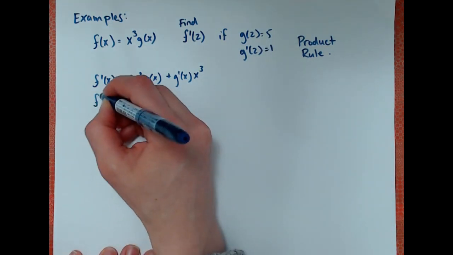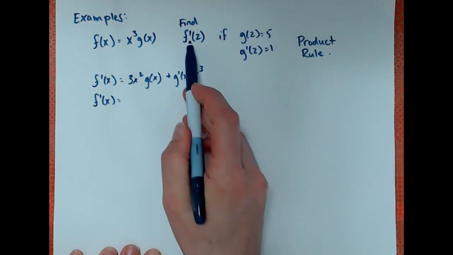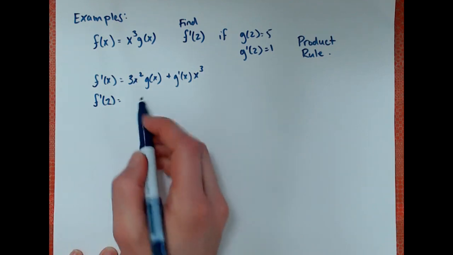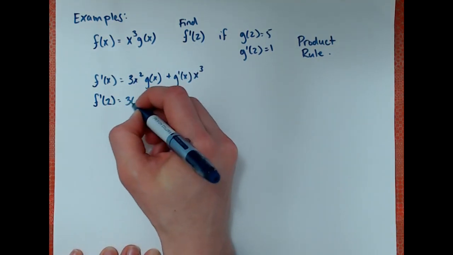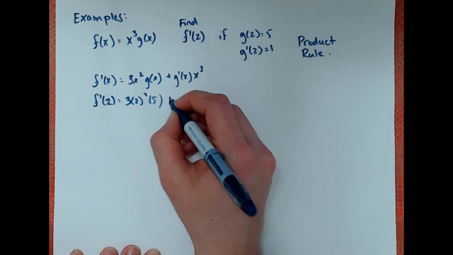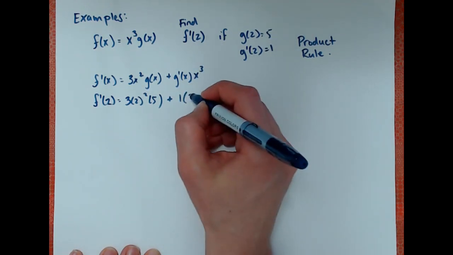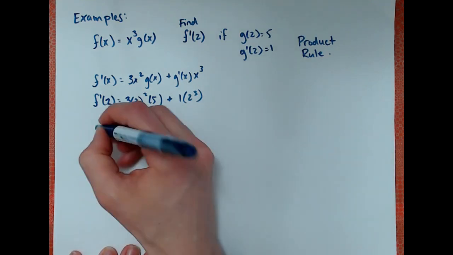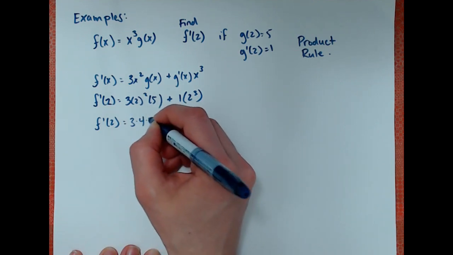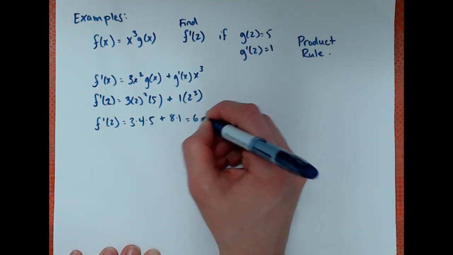Now we can evaluate. It's asking us for f prime at 2. So f prime at 2, that means that all of our x's become 2, so now we have 3 times 2 squared, times g at 2, which is 5, plus g prime at 2, which is 1, times 2 cubed. So then f prime of 2 is equal to 3 times 4 times 5, plus 8 times 1, which is equal to 68.